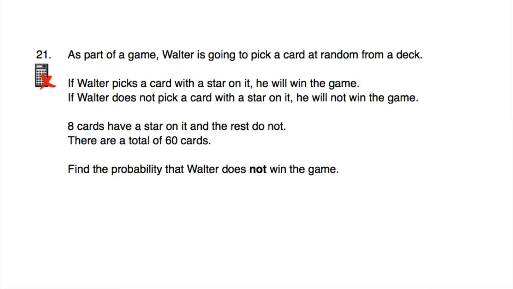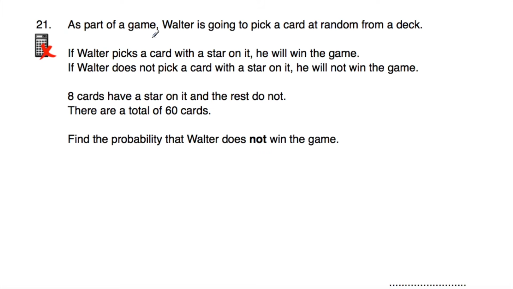So question number 21. Question number 21 says, as part of a game, Walter's going to pick a card at random from a deck. If the card that Walter picks has a star on it, he wins the game. And if he does not pick a card with a star on it, he will not win the game. So if he picks a card with a star on it, he wins. And if he picks a card that doesn't have a star on it, then he doesn't win.